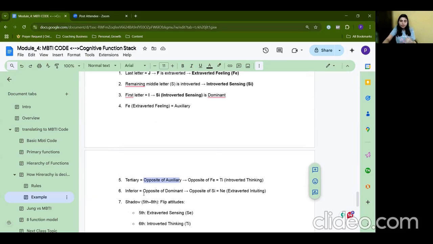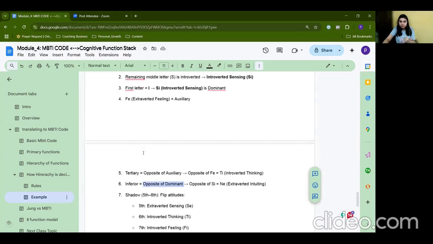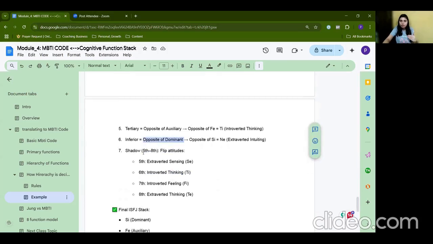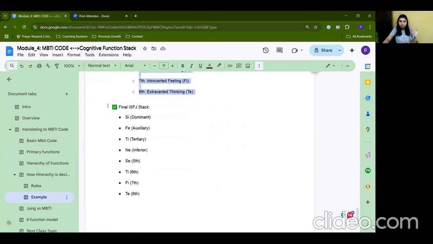And then to determine the 4th function or inferior, it's the opposite of your dominant. Dichotomous opposite of introverted sensing is extroverted intuition. So that gives you first, second, third, fourth function. And to get the shadow, you have to just flip the attitude. Shadow is basically your fifth to eighth function. So you flip the attitudes, you get these functions. So the final stack would be this.